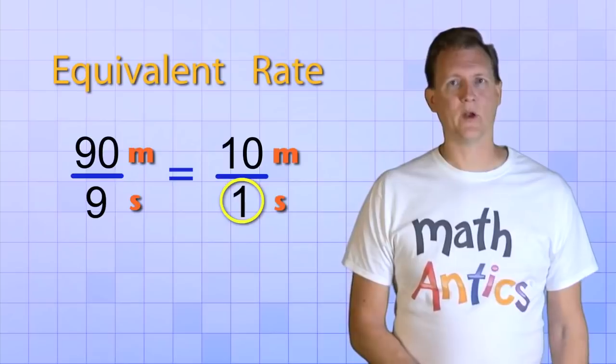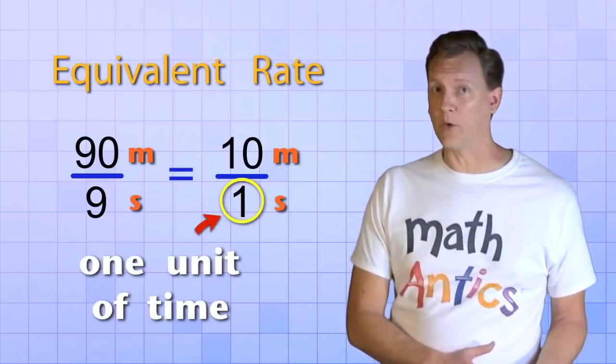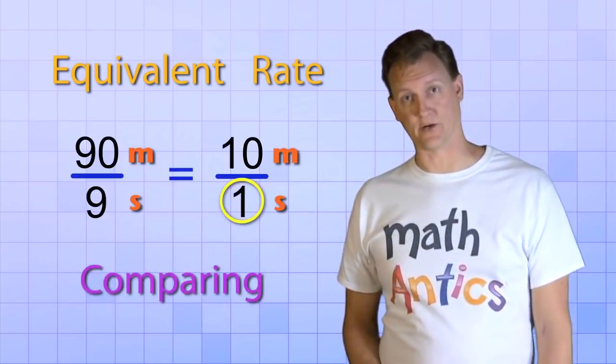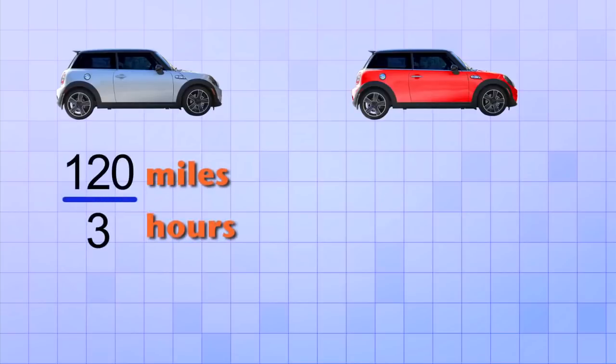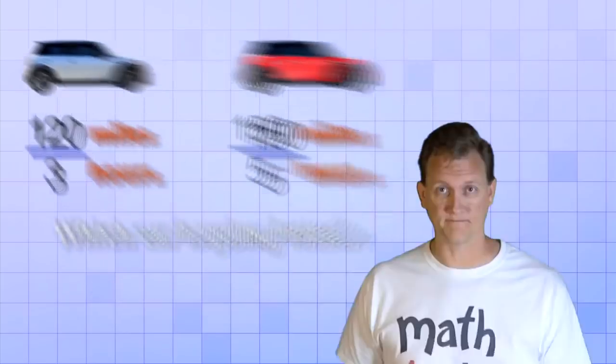And that's because whenever the bottom number represents only one unit of time, like 1 hour or 1 day, it makes comparing different rates much easier. For example, imagine two cars driving at two different rates. The first car's rate is 120 miles per 3 hours, and the second car's rate is 150 miles per 5 hours. Which car is going faster?